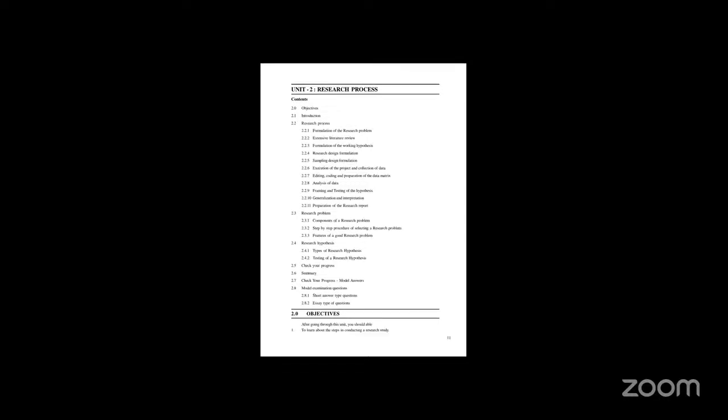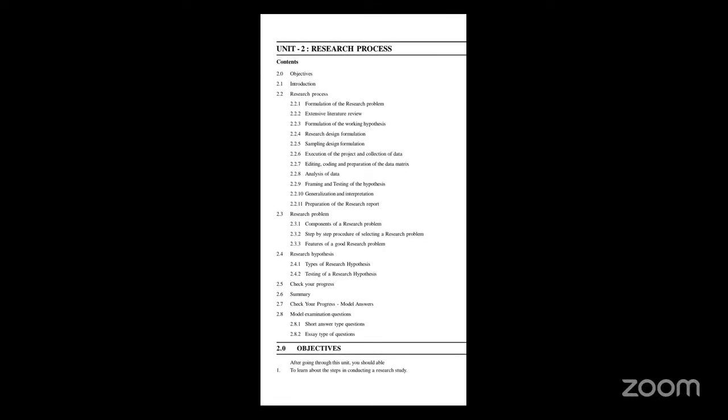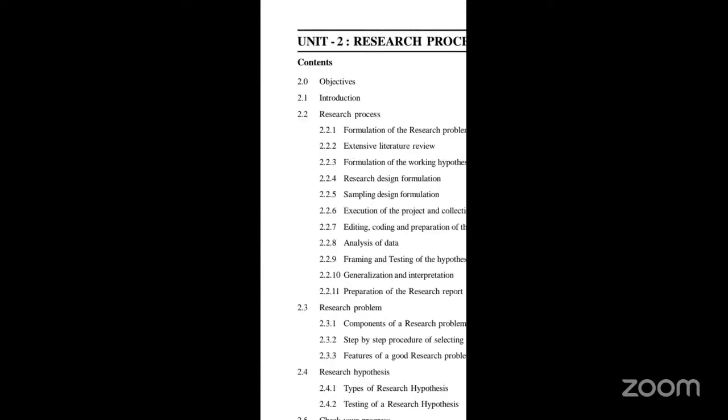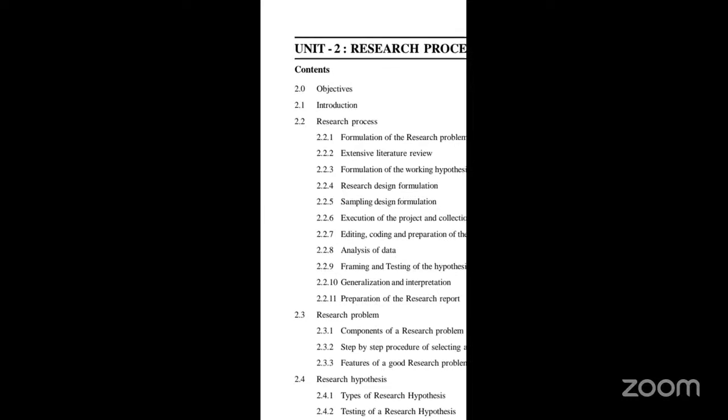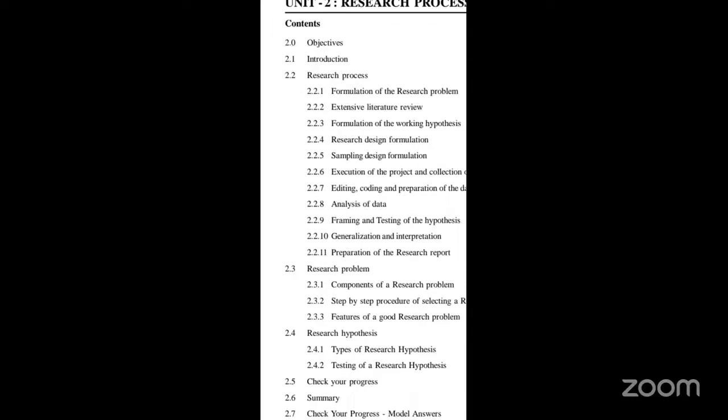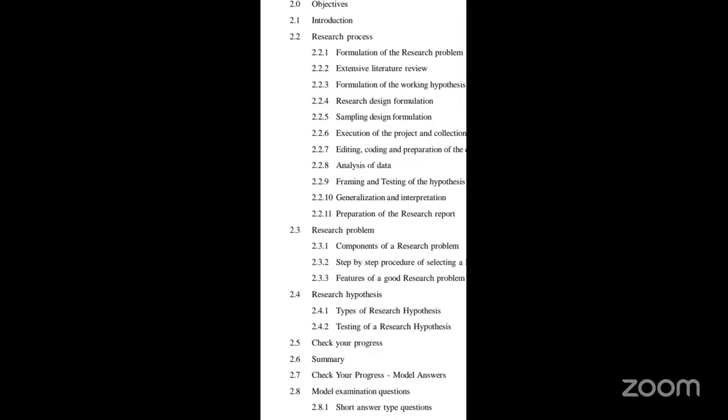So now, research process. So the main objective and introduction. The main research process steps are formulation, extensive literature review, working hypothesis, research design, and sampling design, analysis of data, research problem, research hypothesis. All these we are going to discuss now.